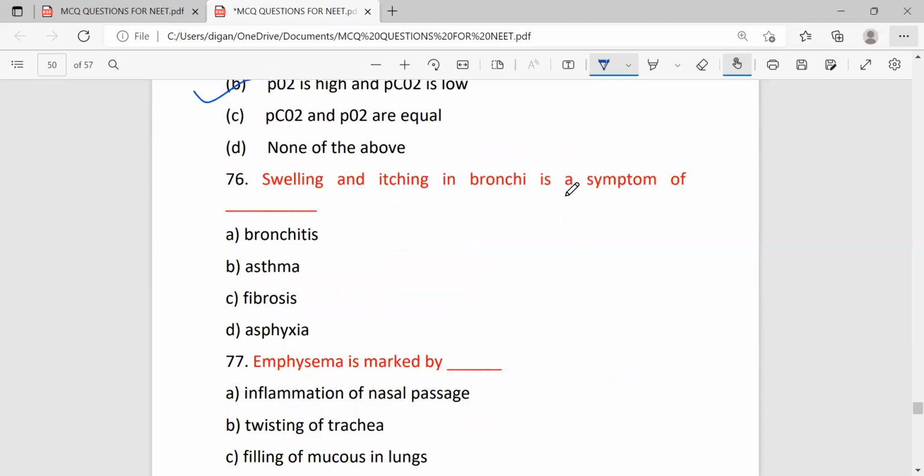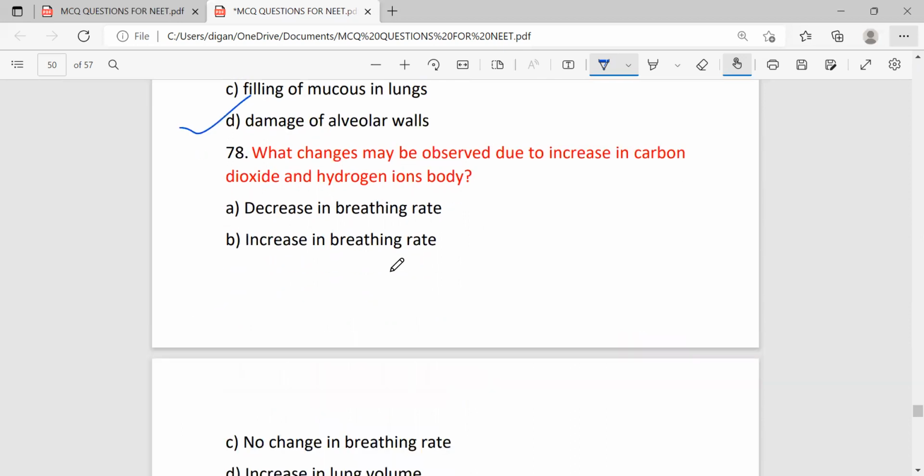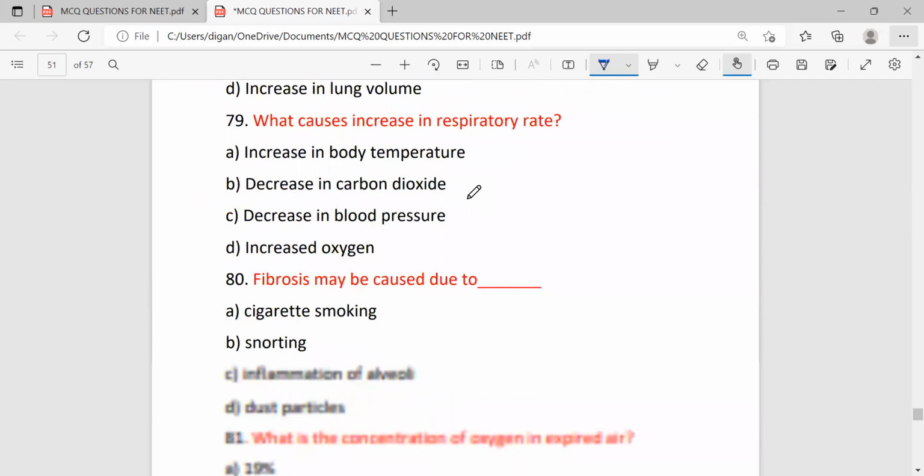Swelling and itching of bronchi is a symptom of, for 76, correct option is A, bronchitis. Emphysema is marked by, for 77, the correct option is damage of alveolar wall. 78, what changes may be observed due to the increase in carbon dioxide and hydrogen ion in the body? For 78, the correct option is B, increase in breathing rate. What causes increase in respiratory rate? The correct option is A, increase in body temperature.